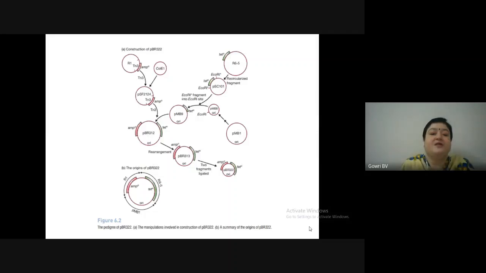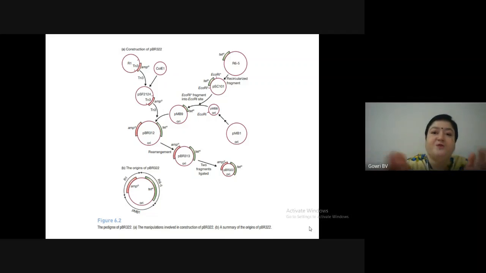So this is the diagram that depicts the construction or the pedigree of pBR322. On the left-hand side top, you have R1. On the right-hand side top, you have R65. R1 shows ampicillin resistance. R65 shows tetracycline resistance. Finally, the origin of replication, if you see, is from pMB1. You can see in the diagram pMB1 beneath.